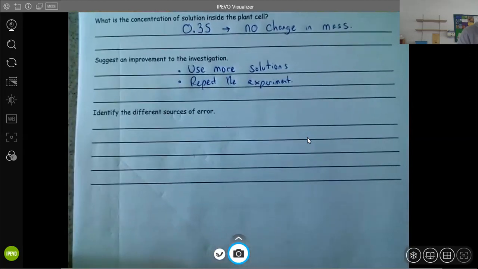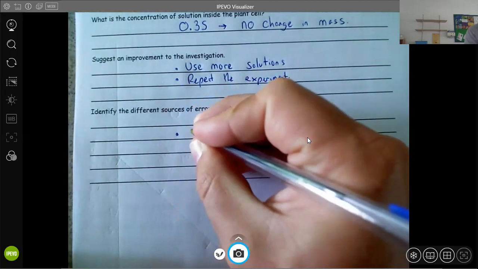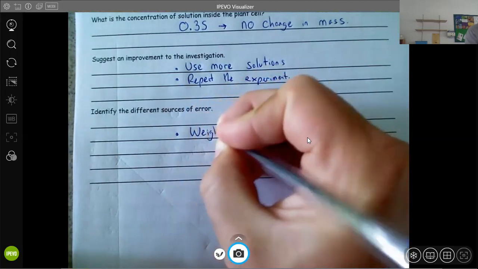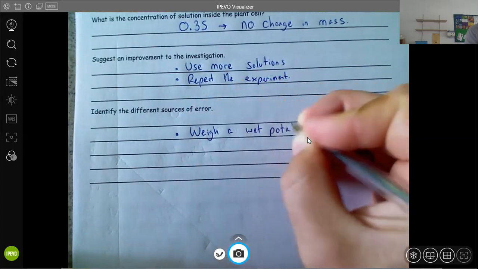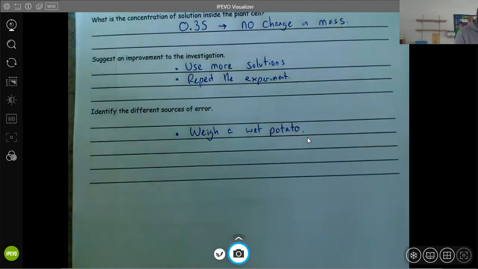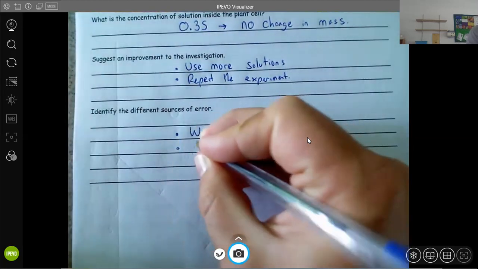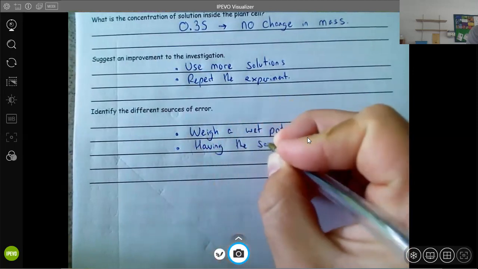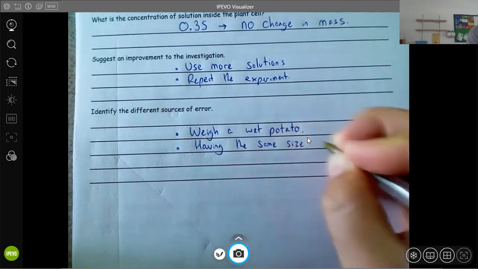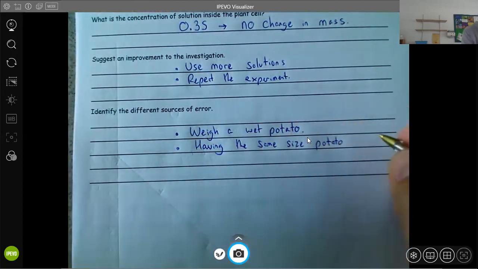And then finally, the errors in this practical. Now there's 3 main errors I could think of. You could weigh a wet potato. If you don't dry it off, you'll be weighing the water as well. You could also have not having the same size potato in each one. So again, that could be an error in the practical.